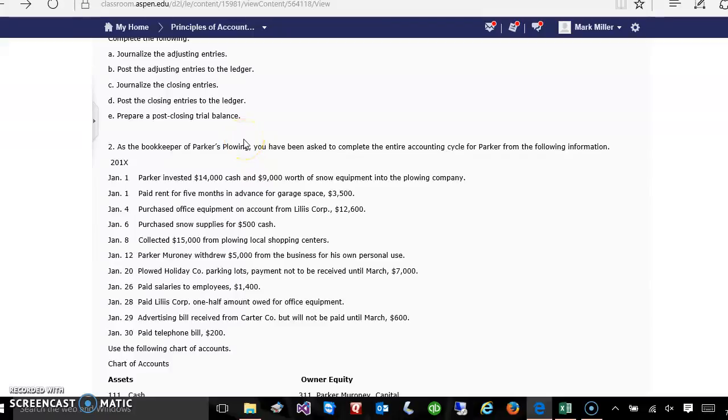Okay, this is Module 5 of accounting. Now we're just going to go over regular T accounts. As you can see here, as a bookkeeper of Parker's Plumbing, you have to complete the entire accounting cycle for the following information. January 1st, Parker invested $14,000 cash and $9,000 worth of snow equipment into the company. As you see here, Parker is the owner, so he invested $14,000 of his own money into the company.